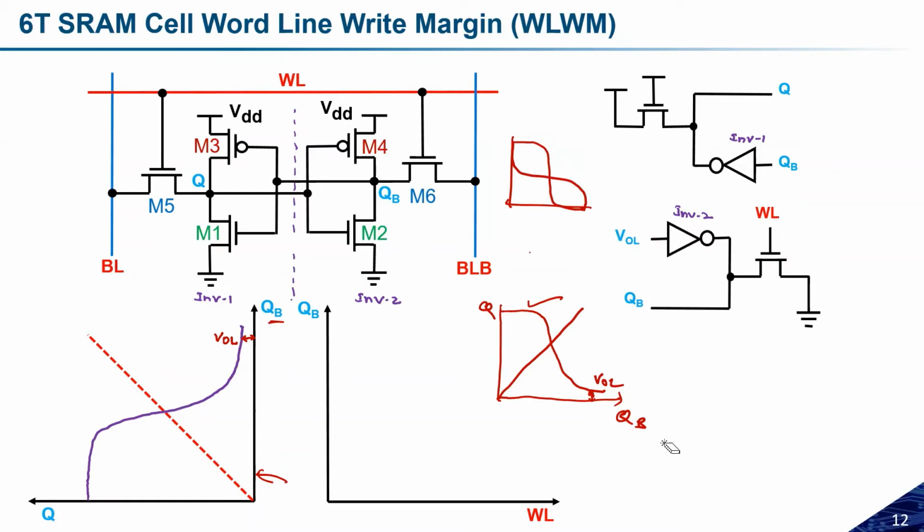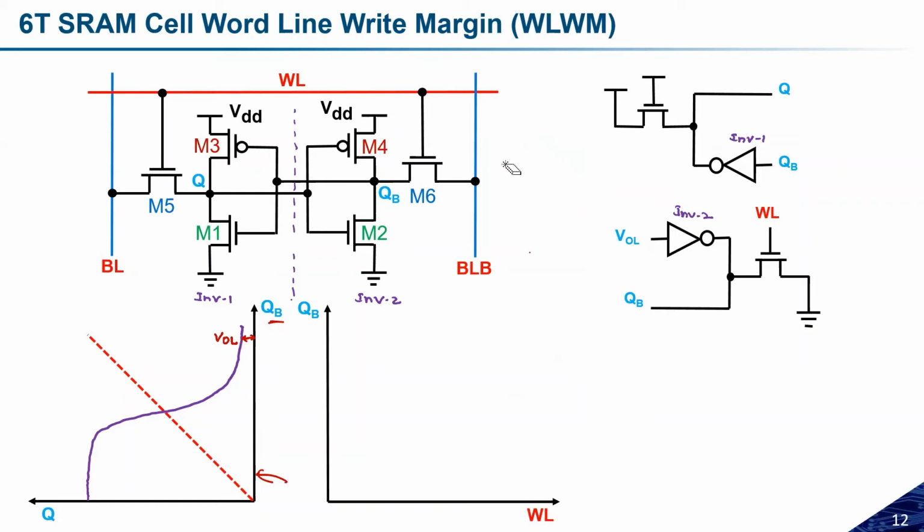Okay, is the point clear? Yes sir, it is clear. Fine. Now the input of inverter number 2 is the VOL, which we observed in the first graph. And QB is nothing but high. Because it becomes high, this will become the VOL, so QB will become 1.